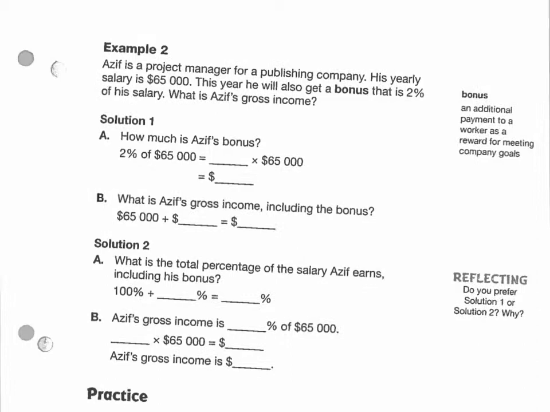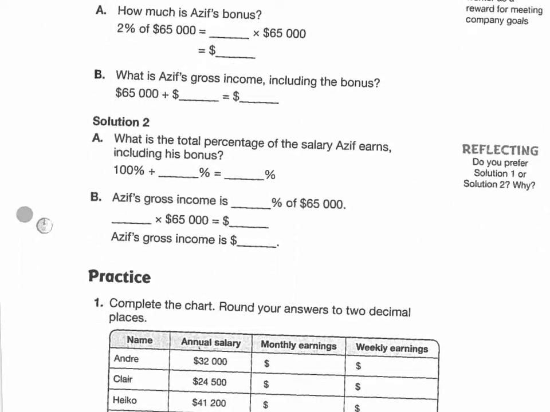Example 2. Asif is a project manager for a publishing company. His yearly salary is $65,000. This year he will also get a bonus that is 2% of his salary. What is Asif's gross income? So there's something we need to do. We need to calculate what the bonus is, and then we need to add them together.